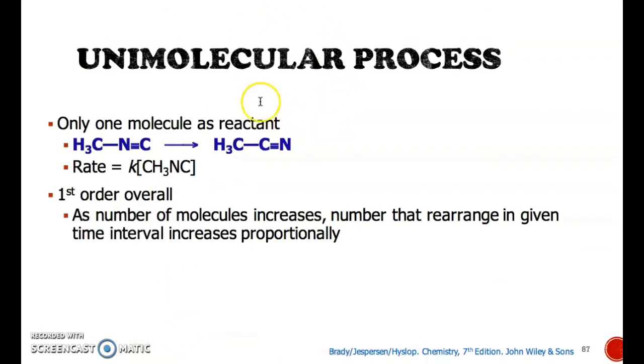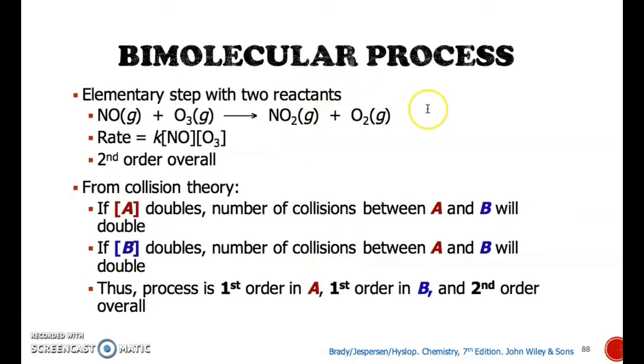This is the unimolecular process, with only one molecule as reactant. For example here, first order overall, as the number of molecules increases, the number that rearrange in a given time interval increases proportionally. This is the bimolecular process, an elementary step with two reactants. This is the example, two reactants, 1 and 2. So this is the rate law, and this is second order overall.